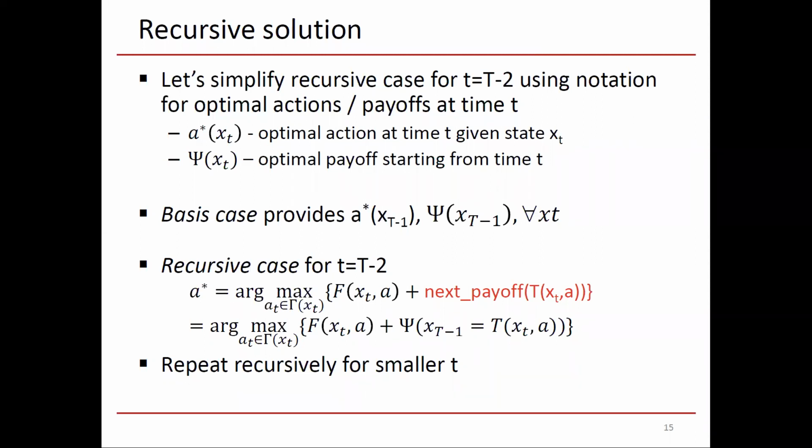And just like we do this for capital T minus 2, we can recursively run this for smaller t's. So we proceed as follows. Capital T, there's nothing to do. We're done. 0 payoff. Capital T minus 1, that's the base case. Capital T minus 2, we solve it through this recursion. Then we solve T minus 3 through this recursion, T minus 4, and so on.